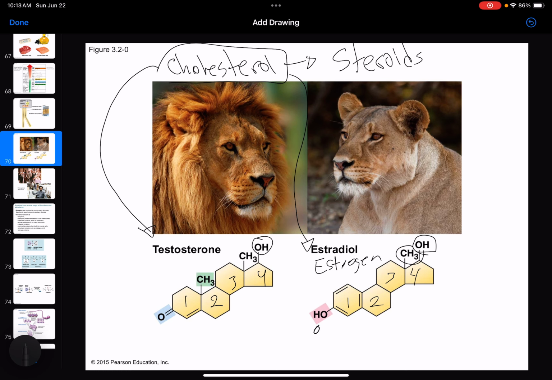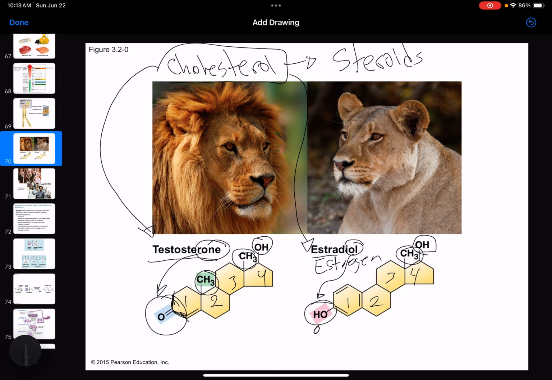Do you recognize this guy? Haven't seen that for a while. That's the methyl group. Do you recognize the alcohol there also? HOOH, same thing. And do you recognize this guy? It's in the middle of the chain if it helps you. That's a ketone. All right, so look at the name, testosterone, because of the ketone. Estradiol, because of the alcohol. That's where those names come from.